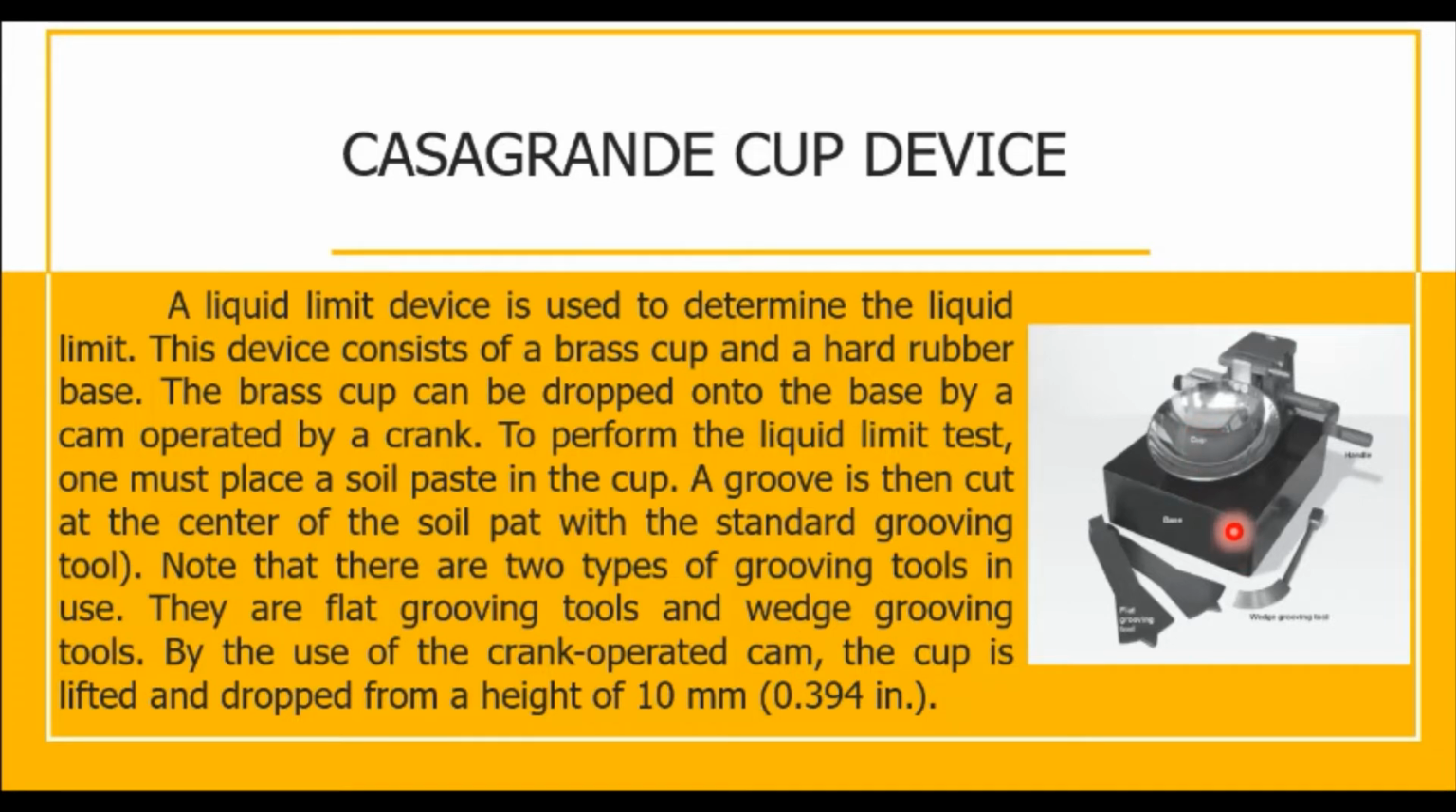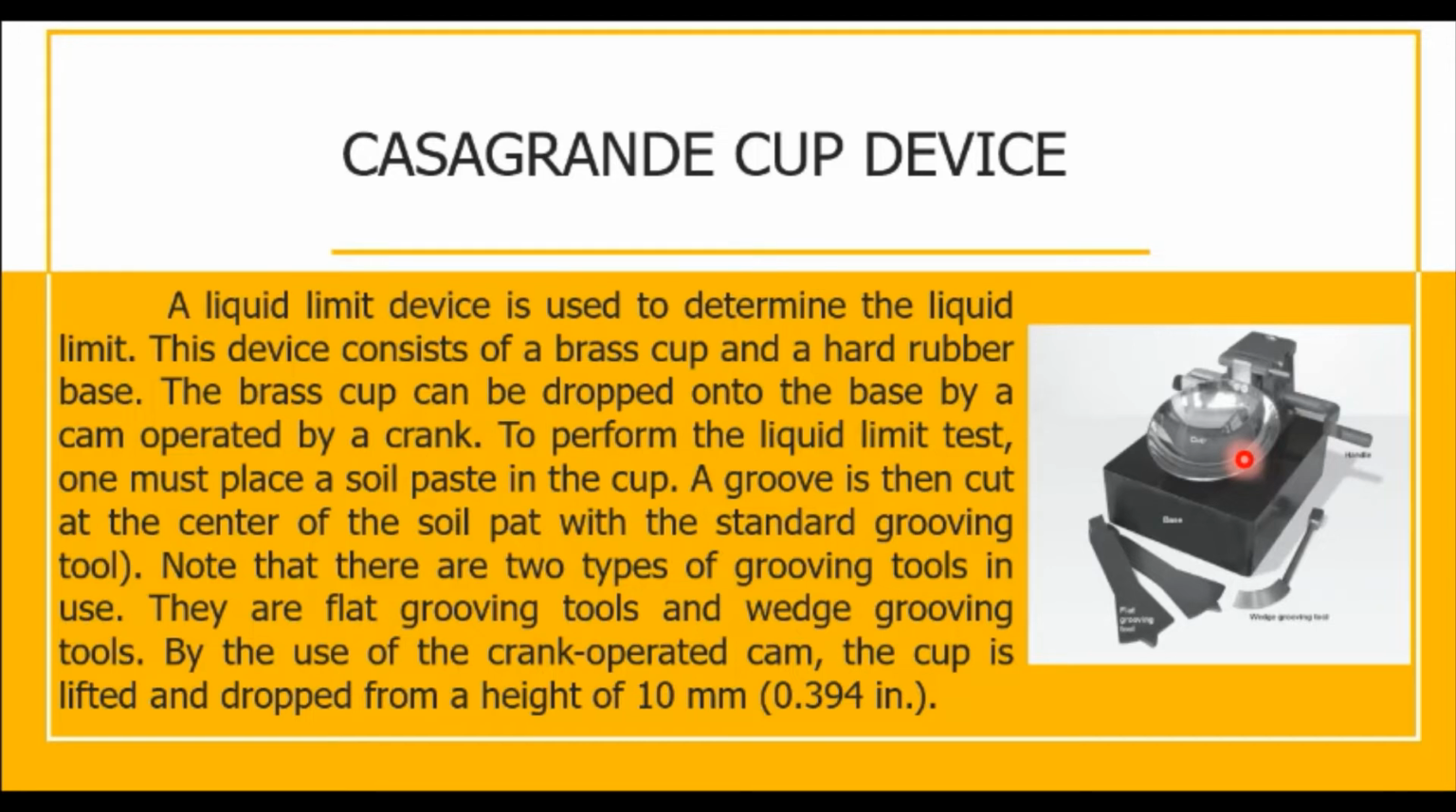So, una, kukuha tayo ng lupa. Ilalagay natin dito sa cup na ito. Tapos, yun dapat ay medyo moist lang. Tapos, hatiin natin yung ating lupa. Pag hinati natin siya, and then, para siya mag-close at 12.5 mm, i-rotate natin itong crank na ito. Bibilangin natin kung ilang blows. Pag nag-close na siya at 12.5 mm, kukunin na natin yung lupa.